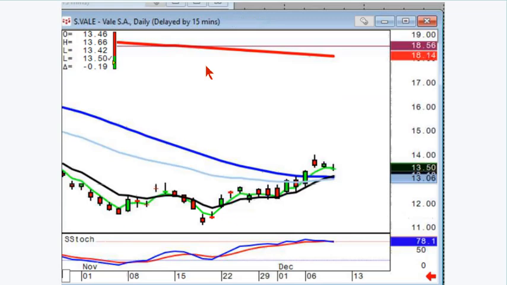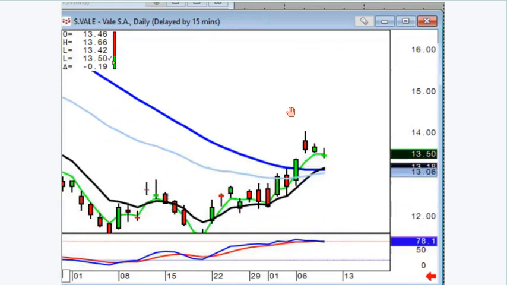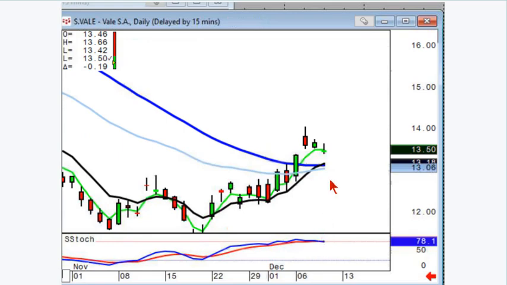Vail, you can see that it's pulling back, but very indecisively. Now, if it opens lower tomorrow, more than likely they're coming back down to test the 50. Remember, anytime they break through a resistance level, they'll come back and test it to see if it's going to act as support.